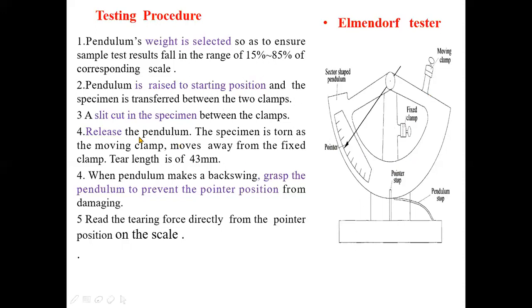Now next we have to release the pendulum. When the pendulum is released, naturally it will lose its potential energy, and as I have already told you, a part of the energy will be utilized in tearing the specimen. And the tear length is 43 millimeter. I have already shown it in the earlier diagram. Next, when the pendulum makes a backswing, you have to grasp the pendulum to prevent the pointer from being damaged. And after that, you can directly read off the force from this scale.